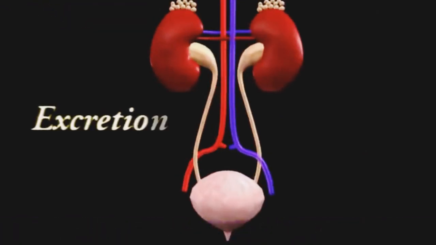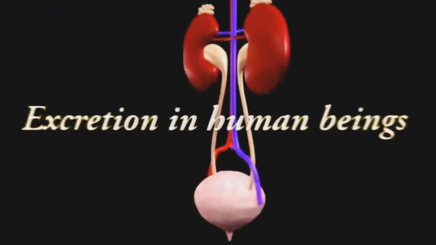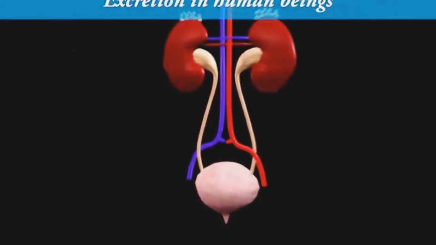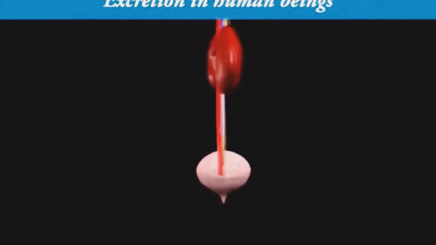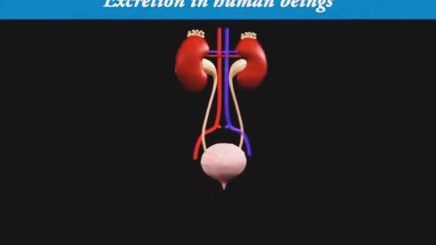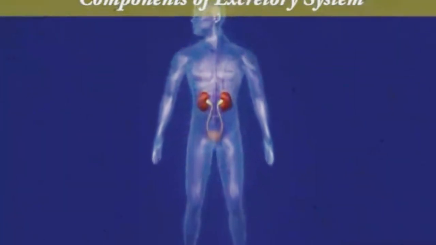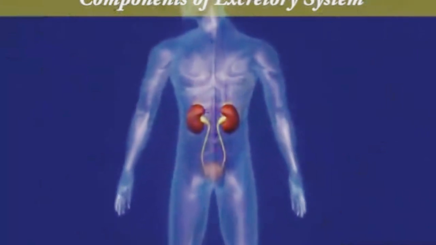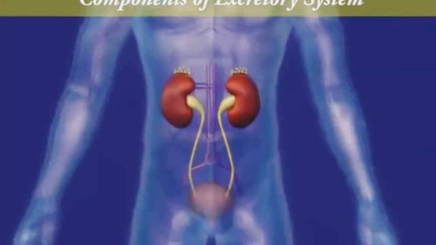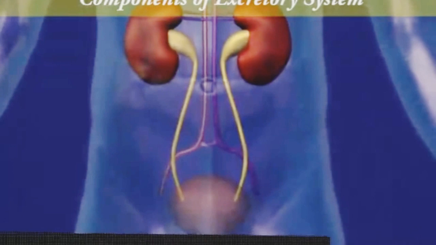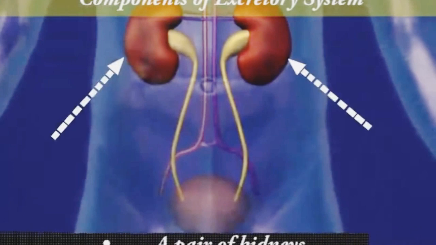Varied strategies are observed in different organisms for excreting out the metabolic waste from the body. In this module, let us learn about the process of excretion in human beings. To understand the excretory system of human beings, we must be aware of its components. The main components of the human excretory system are a pair of kidneys located in the lower part of the abdominal cavity, one on either side of the backbone.